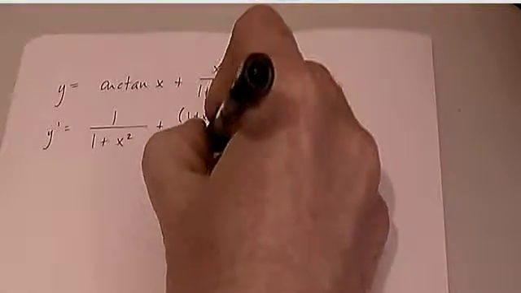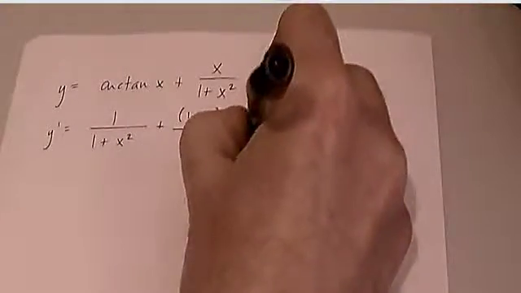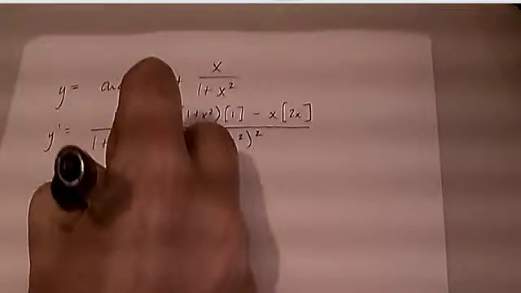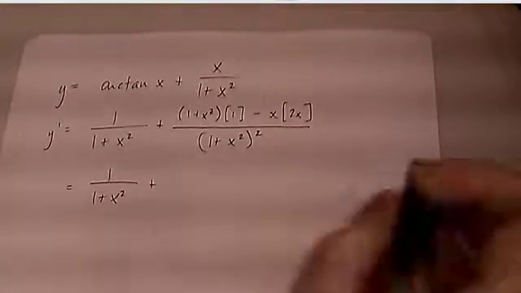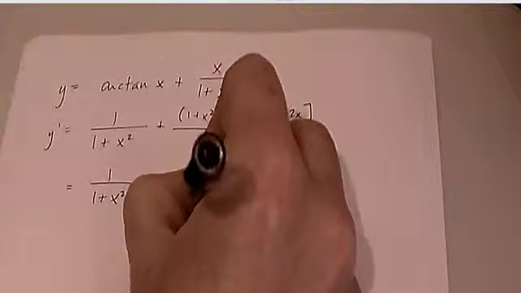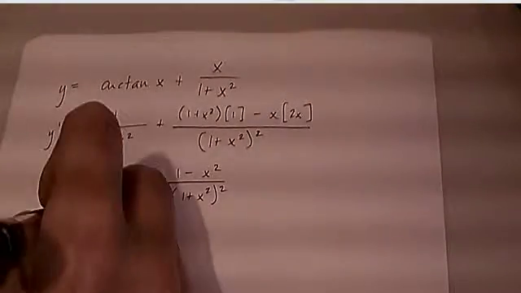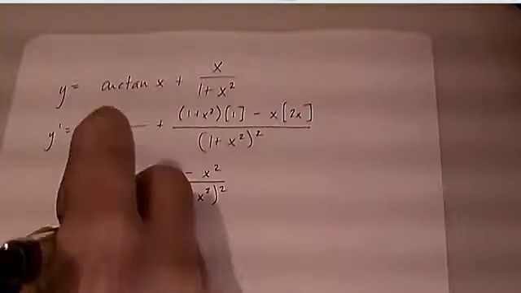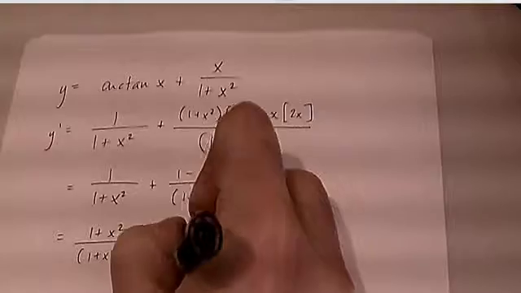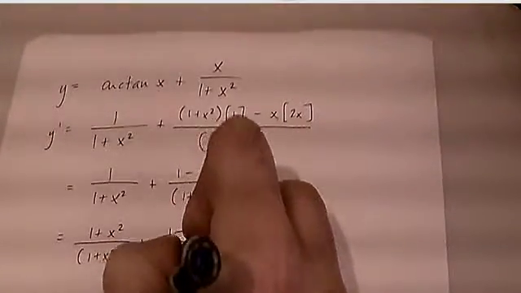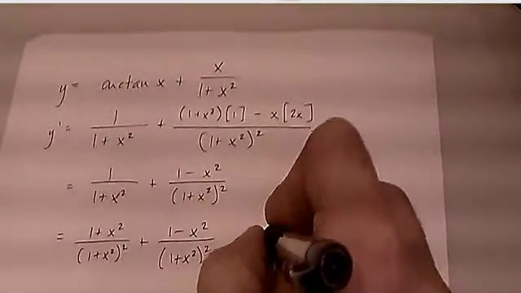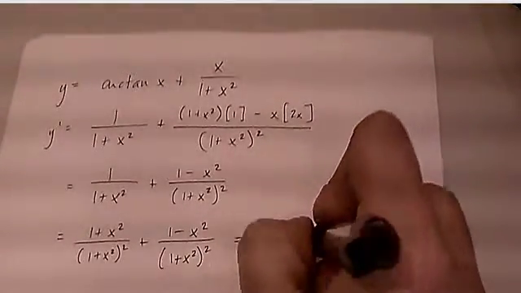All of that over the bottom squared. Well, that winds up being, this first one doesn't need any simplification, but this second one certainly does, and that winds up being 1 minus x squared over 1 plus x squared squared. You could go ahead and change this first one by multiplying it by the denominator over itself in order to ensure a common denominator, at which point you get 2 over 1 plus x squared squared.